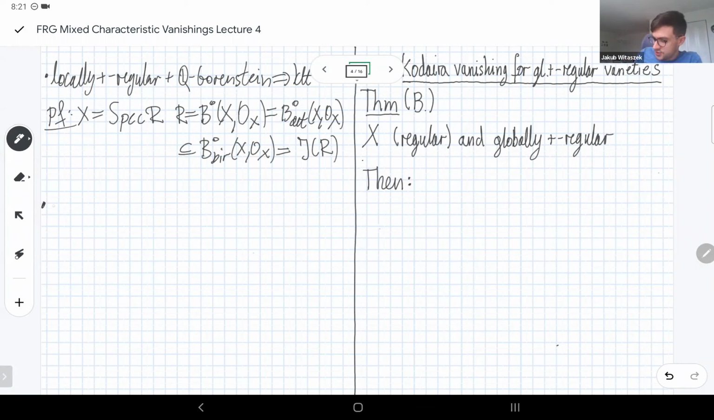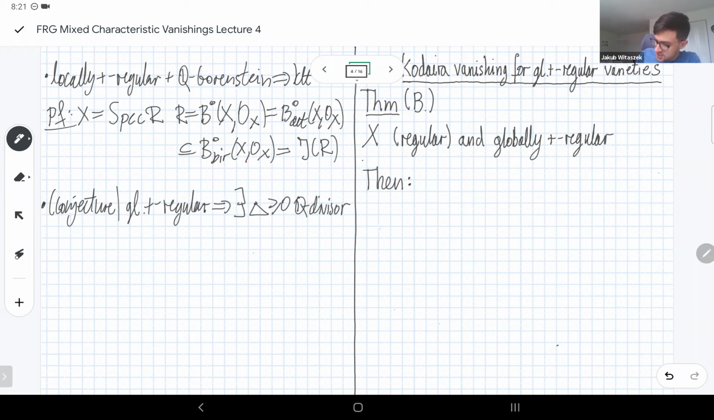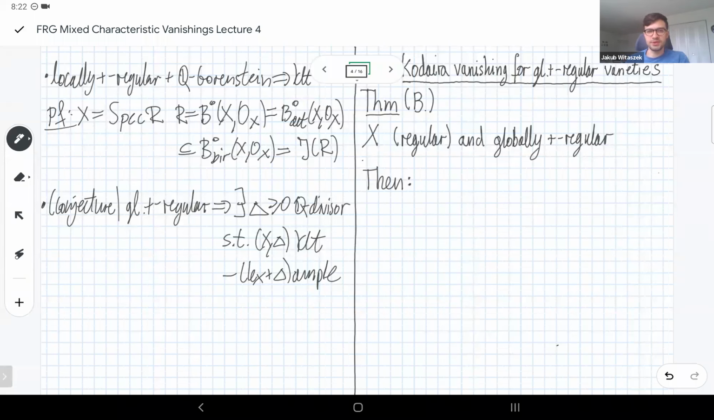As in the global setting, this is known as a conjecture. It was stated before by Shaw, and this is really hard, even in positive characteristic. It's completely open and super hard in positive characteristic as well, that global plus regularity implies that we are log Fano, so that there exists an effective Q-divisor Delta such that (X, Delta) is KLT and minus K_X plus Delta is ample. So it's really kind of on the final side of the story that you can't expect an arbitrary variety to have this globally plus regular property.